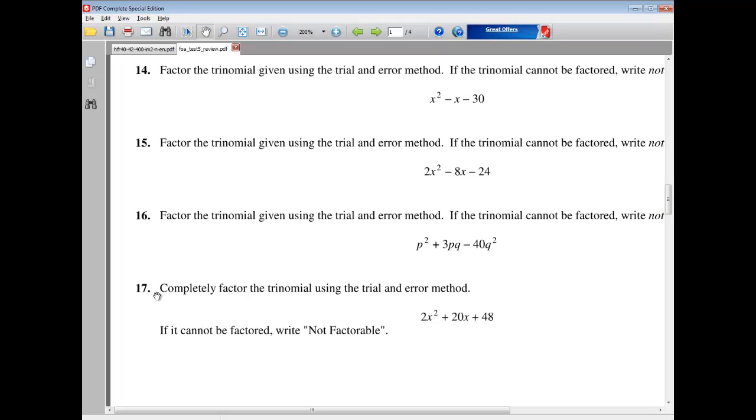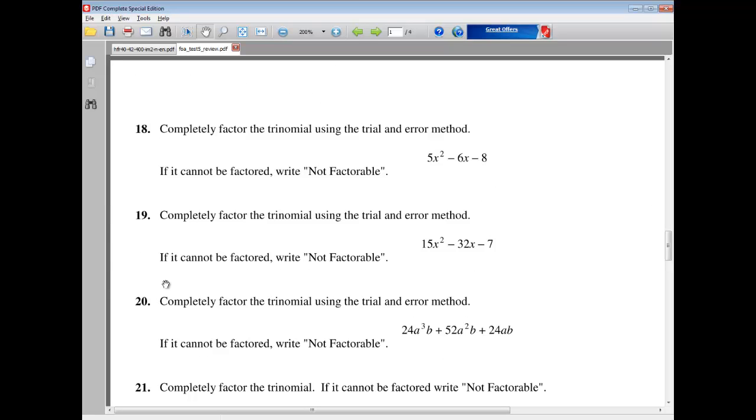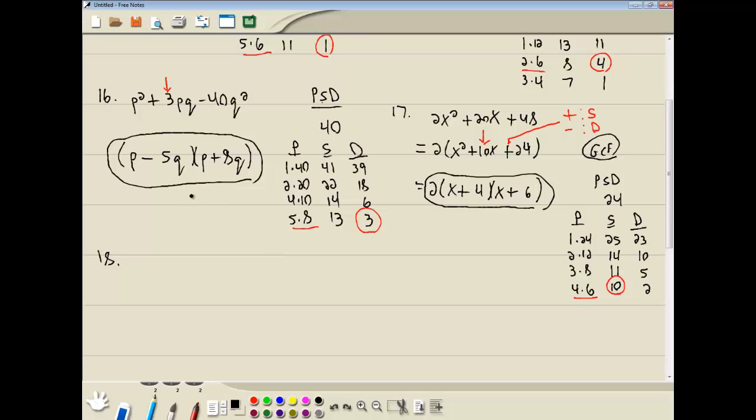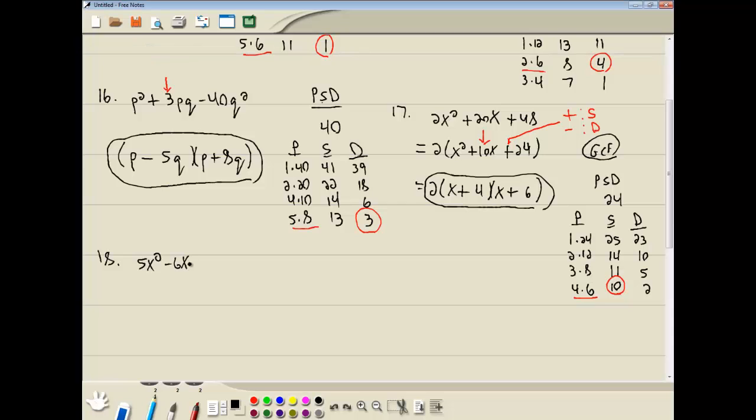Okay, number 18. We got 5x squared minus 6x minus 8. First method is GCF. Well, there isn't anything common. Grouping, 4 or more terms, that doesn't fit. PST is close, except there's a number in front of the x squared.